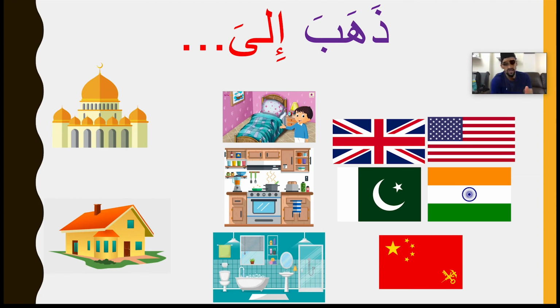If you have forgotten how to say these words, I'll just quickly go through them now. ذهب إلى المسجد, ذهب إلى البيت, ذهب إلى الغرفة, ذهب إلى المطبخ, ذهب إلى الحمام. And the countries: ذهب إلى بريطانيا, ذهب إلى أمريكا, ذهب إلى باكستان, ذهب إلى الهند, ذهب إلى الصين. So these are all the words, and we can now say ذهب إلى, which means he went to.